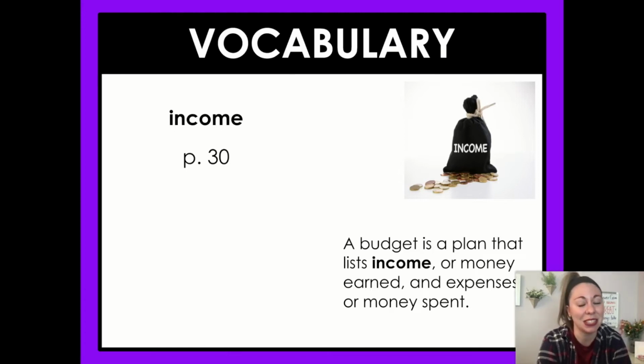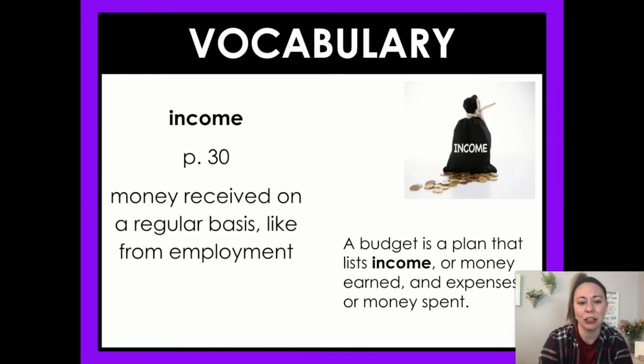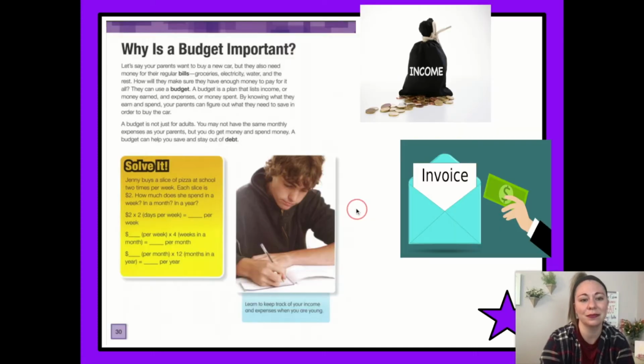And then we have income. It's also in that exact same sentence. A budget is a plan that lists income or money earned and expenses or money spent. Do you know what this word means from the context clue? What could it be? Money received on a regular basis, like from employment. So money that you earn. That's our context clue, money earned.